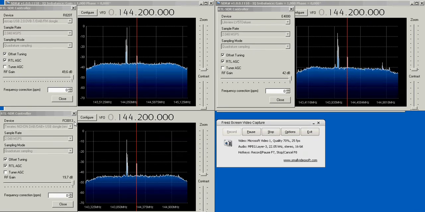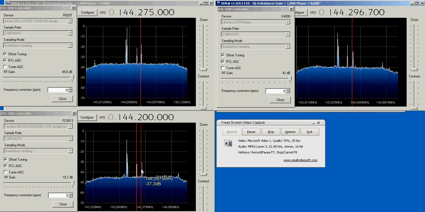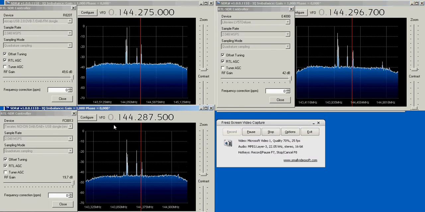Now I switch on a signal generator at 144.3. The level is -115 dBm and the signal is here. I put a marker just left to it. And it's clear that the signal is a little bit weaker in the FC0013. This one has a little bit less good noise figure than the other two tuners that are pretty much the same.